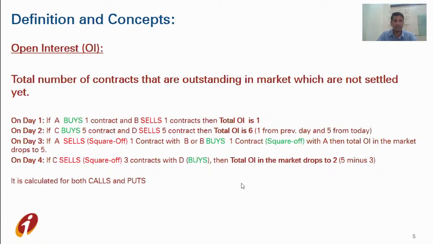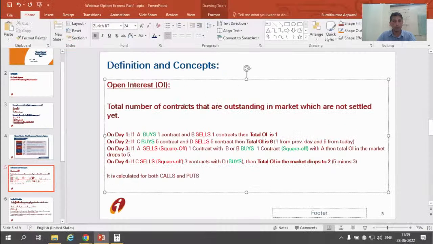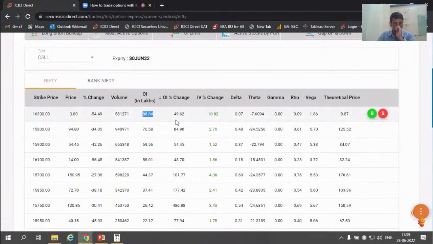It can increase, it can decrease for both calls and puts, and it is calculated for both calls and puts. So in summary, it is nothing but the outstanding contracts in the market which are not settled yet. Coming back to this screen, what it says is 88.84 lakh contracts are actually being traded on this particular 16300 strike, and these are open and have not been squared off yet for the 30th of June expiry.